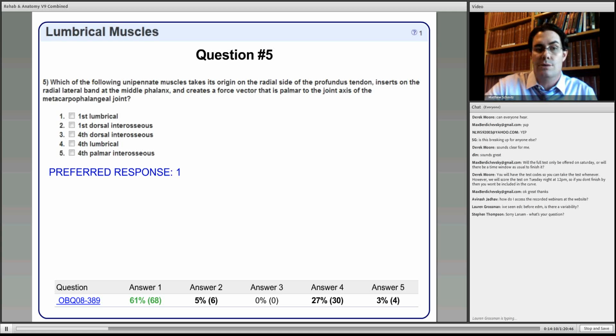Which of the lumbricals is unipinnate? 1 and 2 are unipinnate, whereas 3 and 4 are bipinnate. So the answer to this question is the first lumbrical. It looks like people were mixed up a little bit between the first and the fourth. That was the most commonly missed answer. And remember that the third and fourth lumbricals are bipinnate.